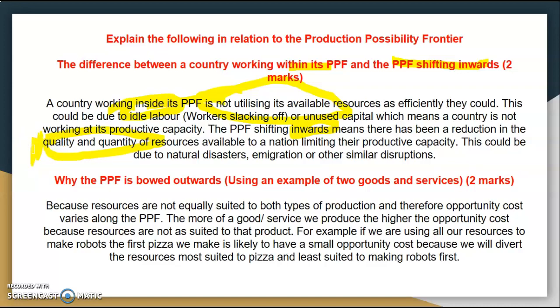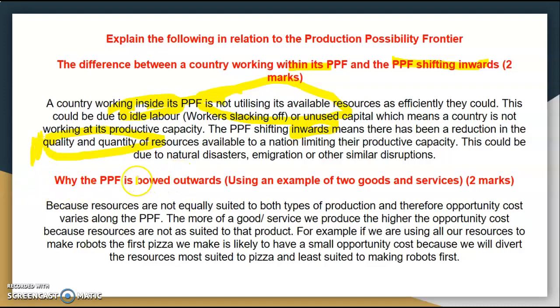So it might be because of a natural disaster. People might emigrate to other countries. But the key thing is that the quantity and quality of resources has gone down on the back of some sort of event. It's not just because we're not using our resources. The actual quantity or quality has changed.